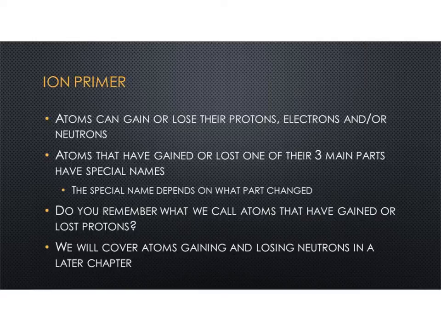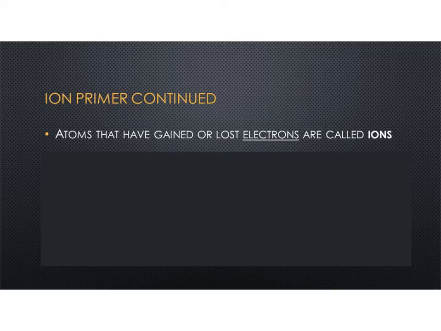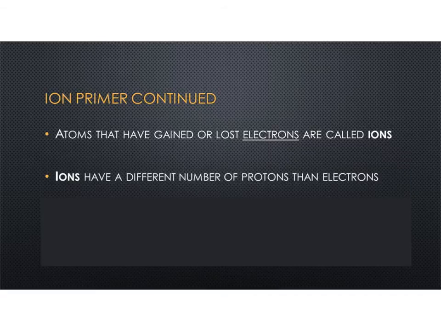We just kind of talked about if atoms lose or gain protons. Now, if they gain or lose neutrons, we do have a special name for them, but we're going to cover that when we talk about radioactivity, which is a really fun chapter, but we're just not going to cover it right now. Instead, we're going to talk about electrons. Atoms that have gained or lost electrons are called ions. Another way to say it is that atoms that have a different number of protons than electrons are ions.